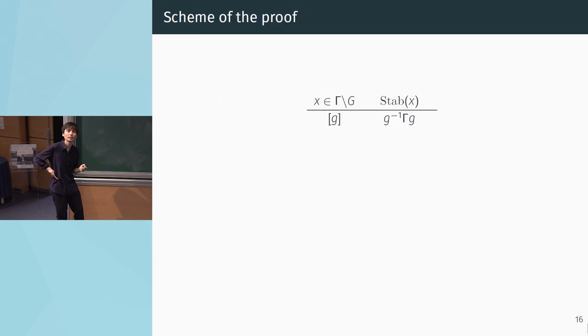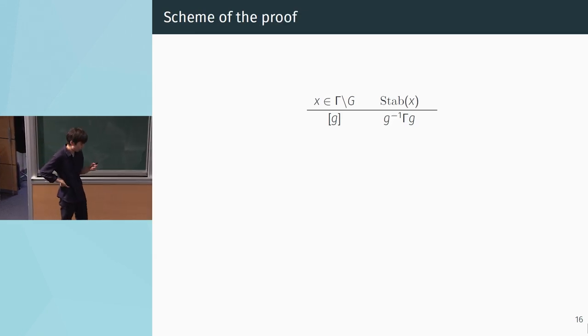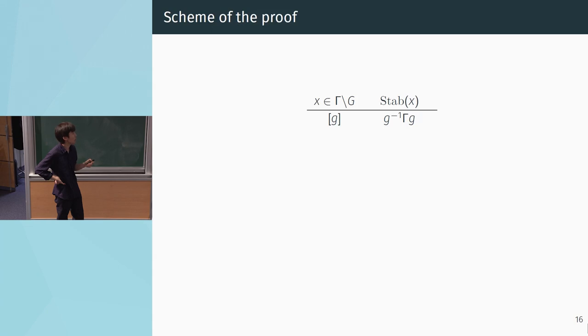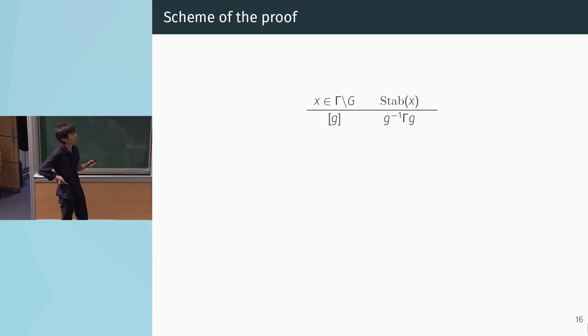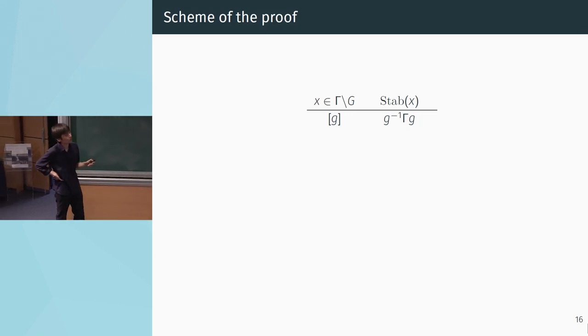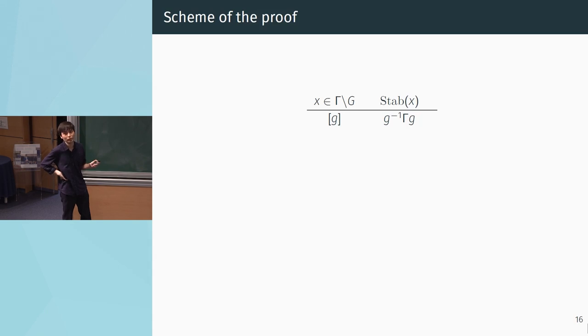Okay, so let's see. So here is the promised ingredient, or the main proposition that I wanted to state. So here's my notation. I'm going to call an element x in G mod gamma by this bracket g, for the coset notation. Then on the right side, you have a point stabilizer. I'm going to call this the stabilizer of x. Then you can see that the stabilizer of this one is in g inverse gamma g. What happens if you take the flow of some one-parameter subgroup? You take g a_t, then the stabilizer of this guy is a_t inverse g inverse gamma g a_t.